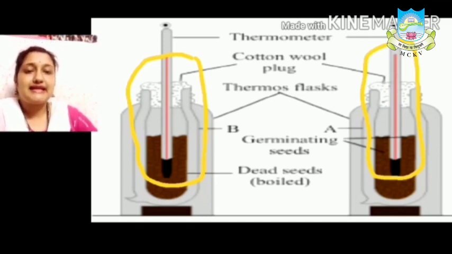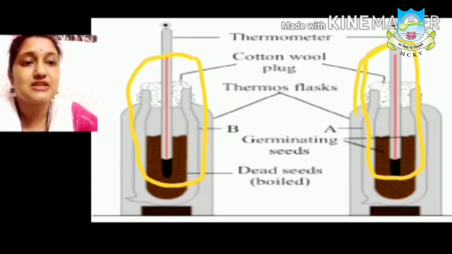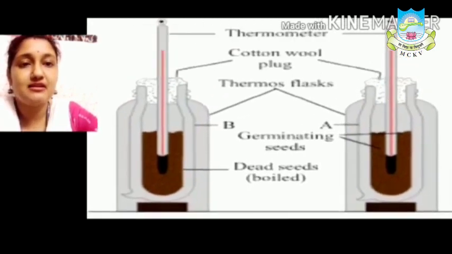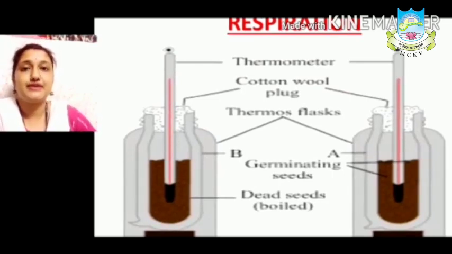So from here we can see that germinating seeds respire. They break down the food particles in the presence of oxygen, and produce carbon dioxide, water and heat energy. Because of this heat energy produced in respiration, the temperature has gone up in the thermometer inserted in the germinating seeds' thermoflask. So from here we can conclude that germinating seeds release heat during respiration.